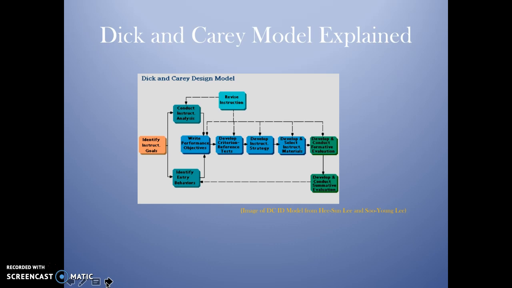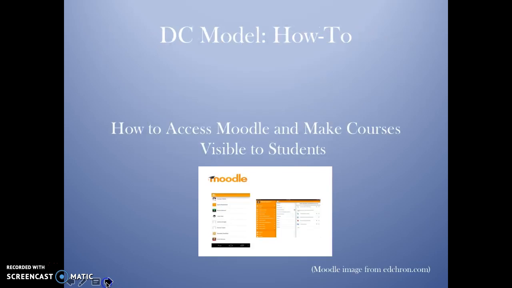In the Dick and Carey model, the formative evaluation usually consists of like group and one-to-one. And then you want to design and conduct a summative evaluation, which really focuses on identifying if what the intended outcome was achieved. And then you want to continue with that evaluation and revise accordingly.